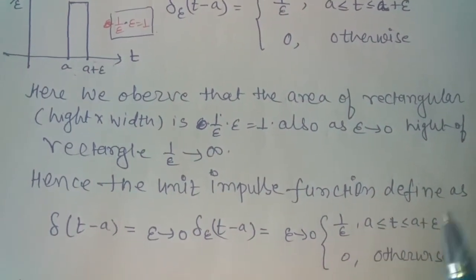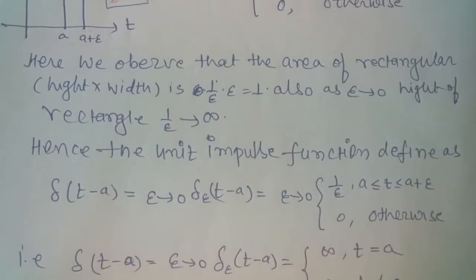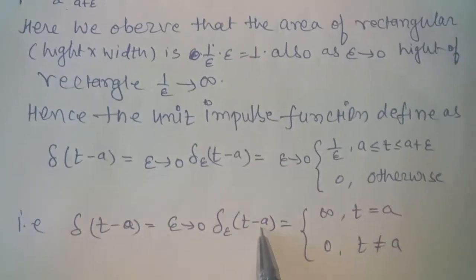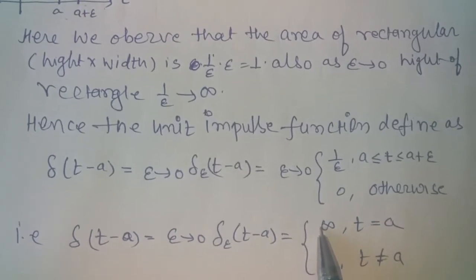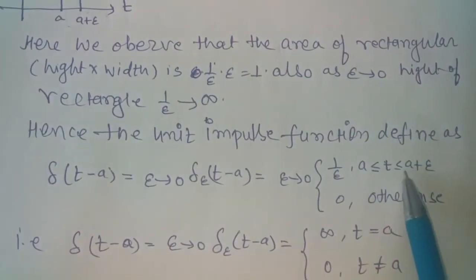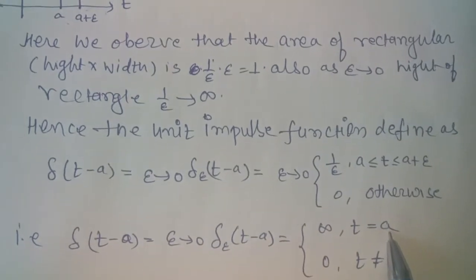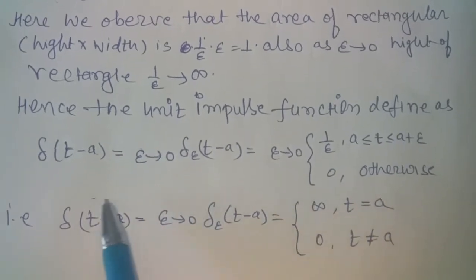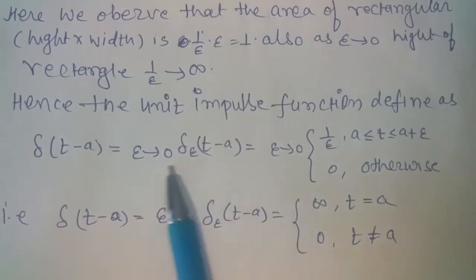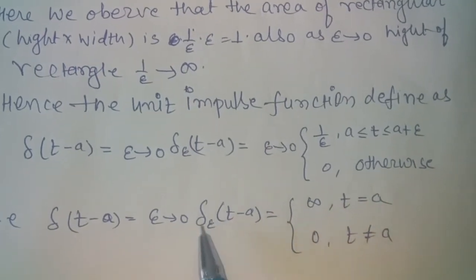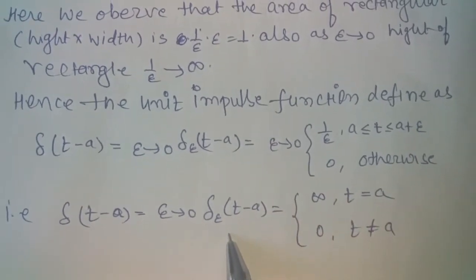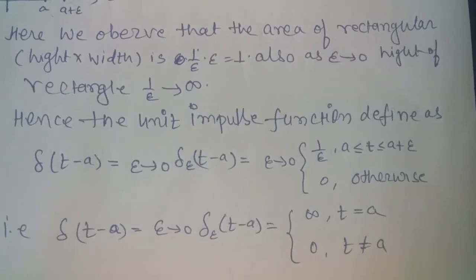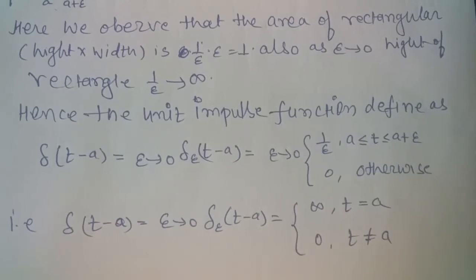Now the limit of this function, delta(t minus a), as epsilon tends to 0 of delta epsilon of (t minus a), gives infinite at t equal to a, and 0 when t is not equal to a. So this is the expression of the unit impulse function, which is the limiting case of the function delta epsilon (t minus a). Now we find the Laplace transform of the unit impulse function.